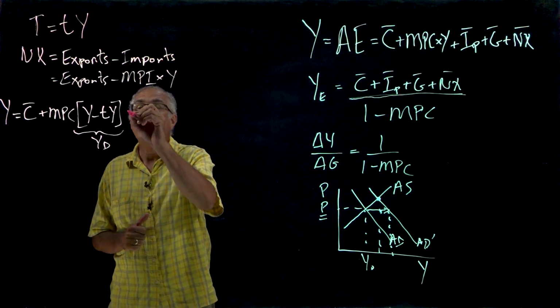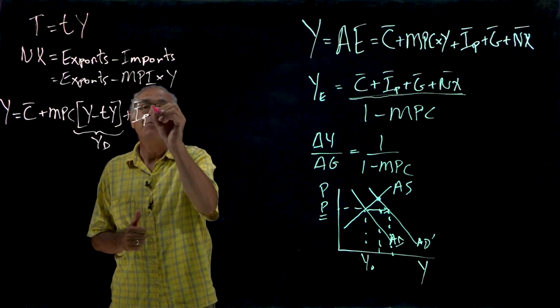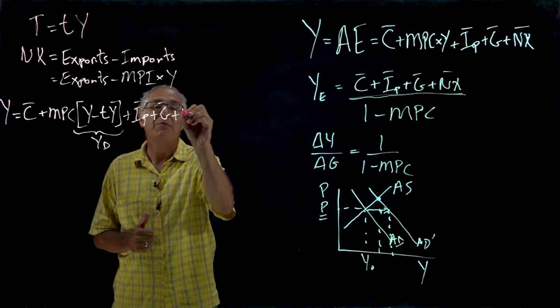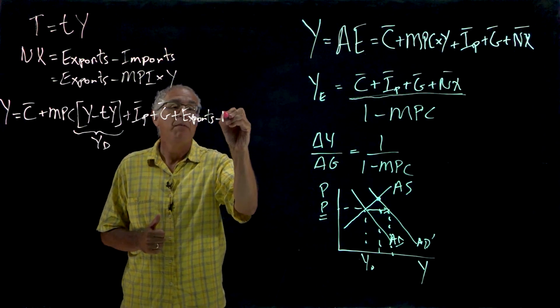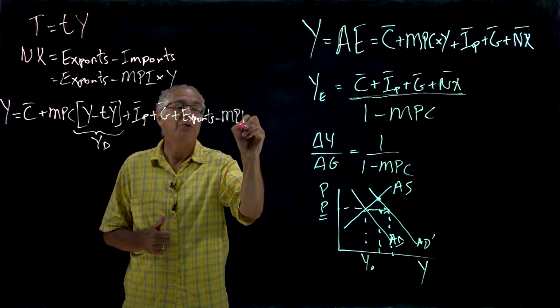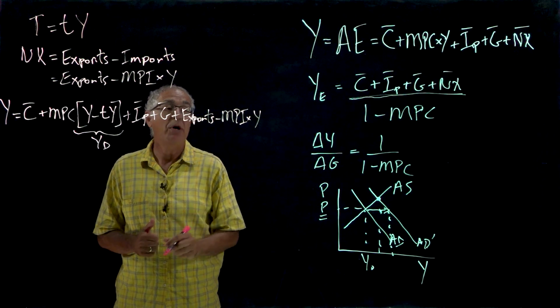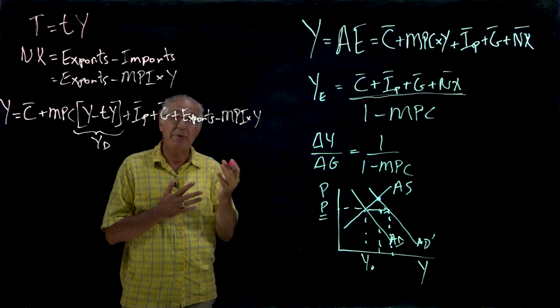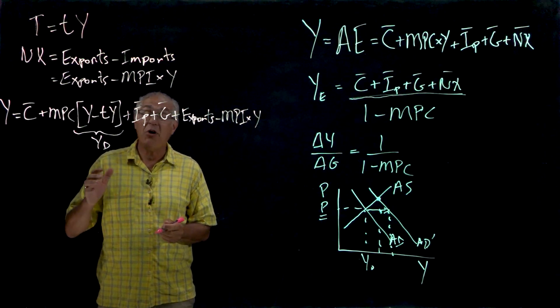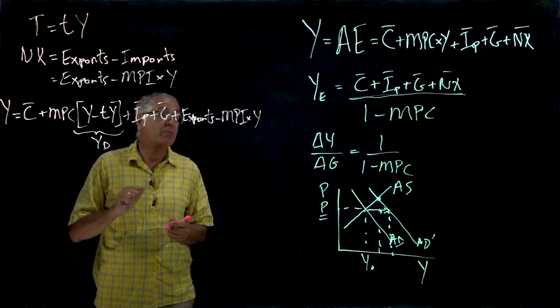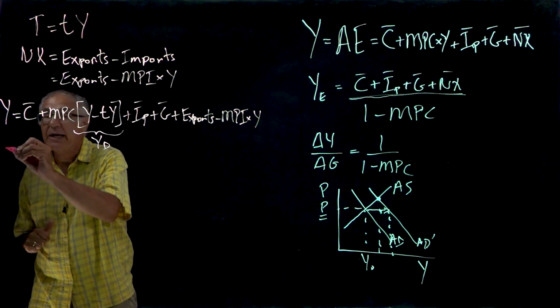And we might call this disposable income, and we'll use a D subscript to refer to disposable. Okay. And then we have our other spending components as before, but now we're going to put in exports minus imports, where imports are equal to the marginal propensity to import times income.